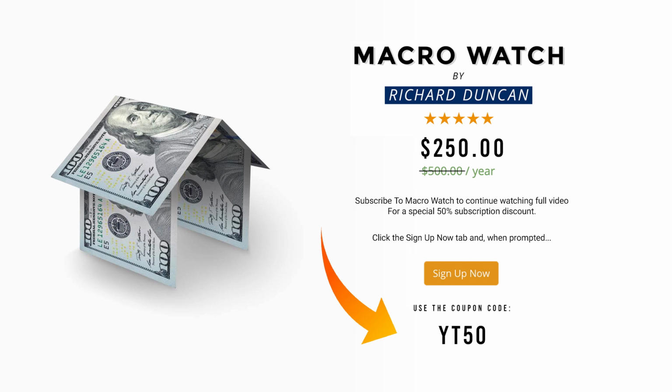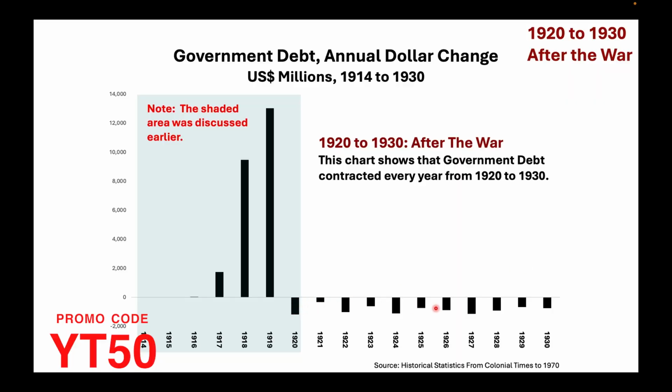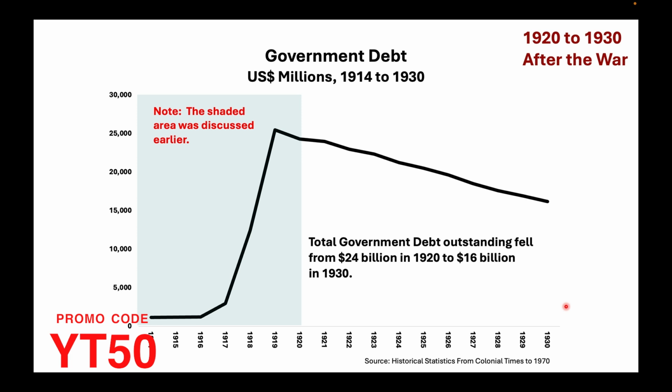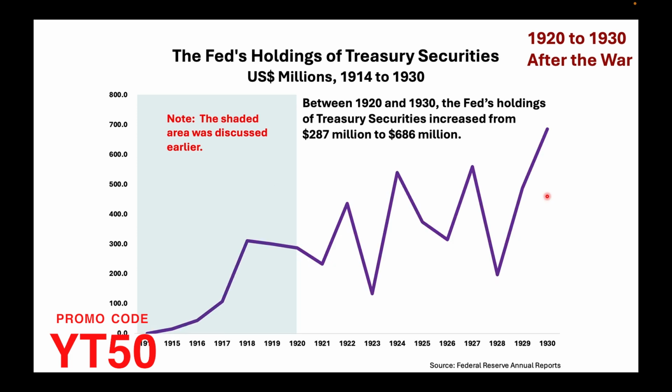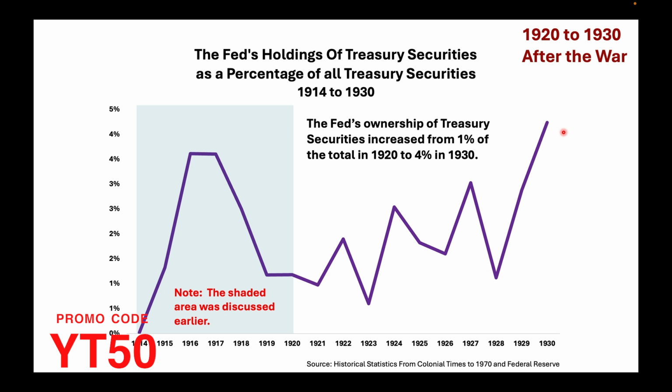Now, 1920 to 1930, after the war. This chart shows that government debt contracted every year from 1920 to 1930. Total government debt outstanding fell from $24 billion in 1920 to $16 billion in 1930. Between 1920 and 1930, the Fed's holdings of Treasury Securities increased from $287 million to $686 million. The Fed's ownership of Treasury Securities increased from 1% of the total in 1920 to 4% in 1930.